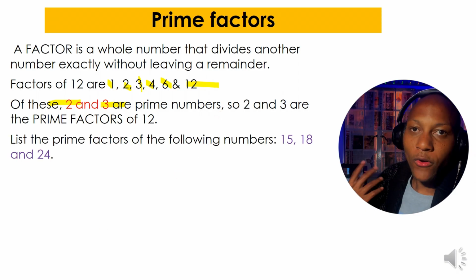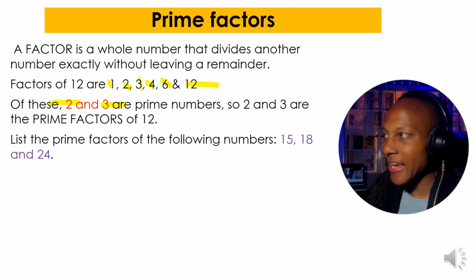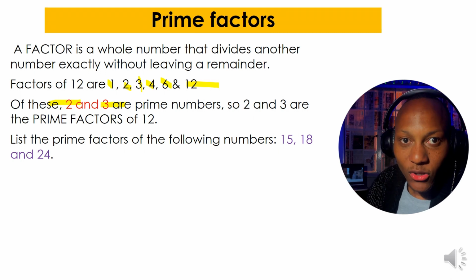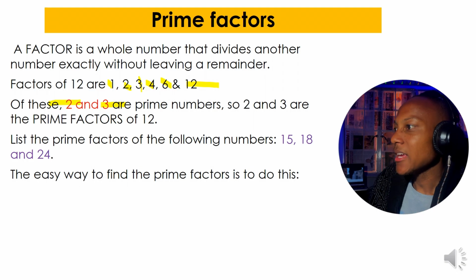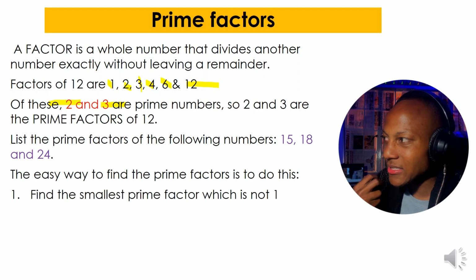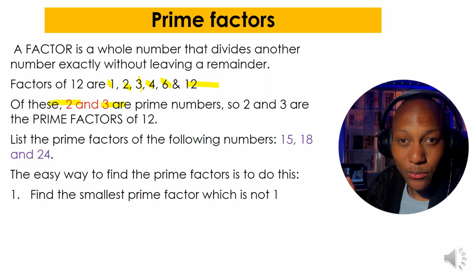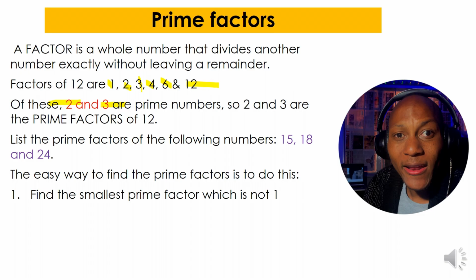So now, if you are asked to list the prime factors of the following numbers, 15, 18, 24, what do you do? Step number 1. It's easy, right? Step number 1 is find the smallest prime factor. Remember, we said 1 is not a prime number. So 1 is not a prime number. So you find the smallest prime factor.